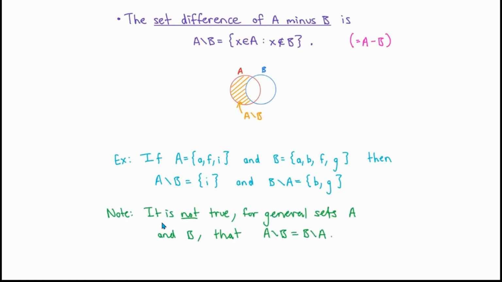One important point to note from this example is that the set difference operation is not necessarily commutative. In other words, it's not true for all sets A and B that A minus B is equal to B minus A. Now, there are some examples of sets A and B for which this is true, and I'll leave it to you to figure out exactly when this holds. But just remember that it's not true in general.